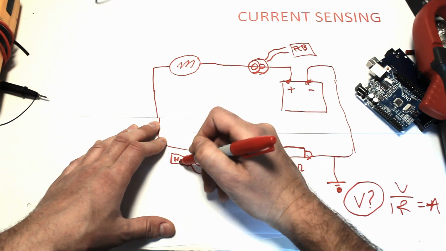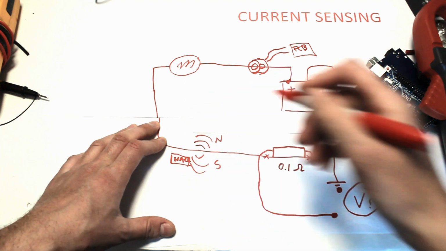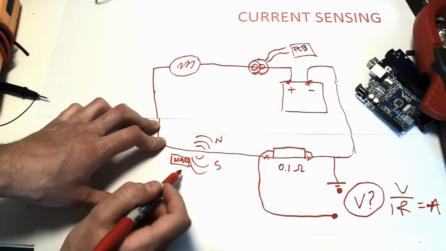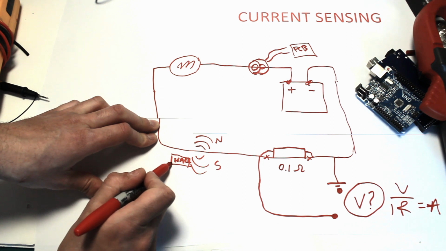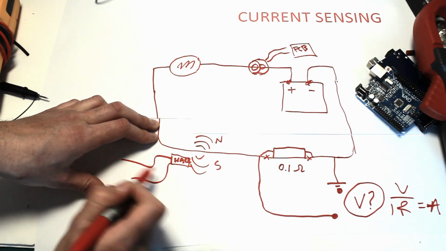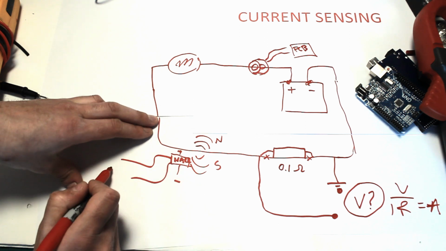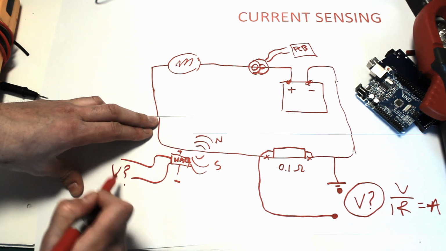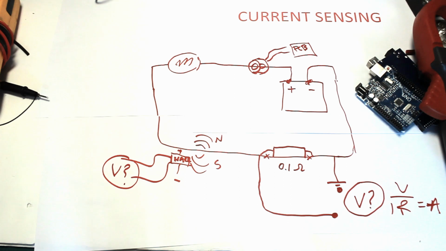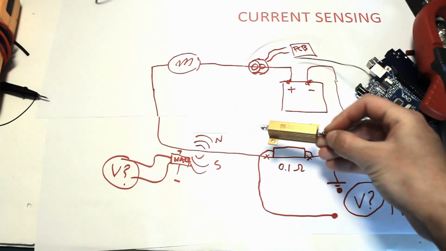I'll just call it a Hall, H-A-A-L. And what the Hall sensor does is it reads the magnetic field, and then it will give us, you'll probably need to provide some voltage to this device as well, a varying voltage output depending on the current.